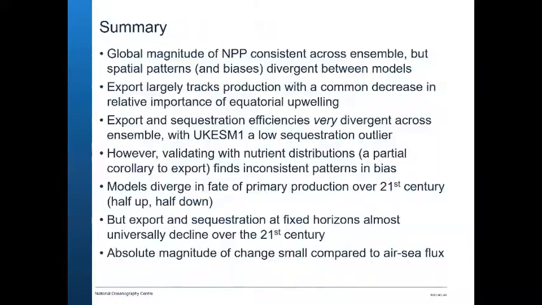Okay, so in summary, the models at least agree on primary production across the ensemble, but they differ in some spatial patterns and the biases. Export generally tracks the models' primary production, but at that point the wheels start coming off, and the models become increasingly more divergent. And when you look at efficiencies, the models are very divergent, of which UKESM1 is a low sequestration outlier in the distribution I've looked at so far.